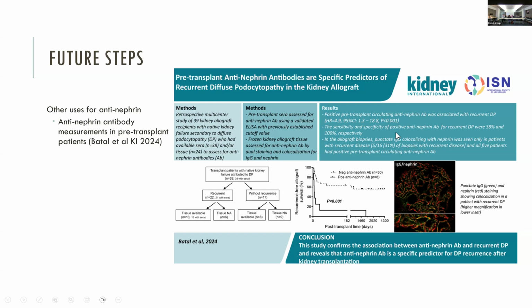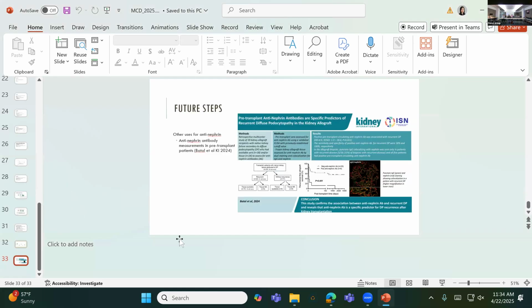And the sensitivity and specificity for recurrent diffuse podocytopathy was 38% and 100% specificity, which is crazy. And then they did see punctate IgG co-localizing with nephrin in patients with recurrent disease. So kind of an interesting take for maybe looking into the future for these patients. But that's kind of where we're at with minimal change and FSGS. We've come a long way actually, because it seemed like things were sort of stuck for a while.